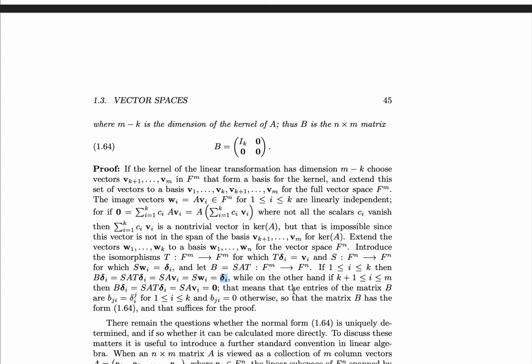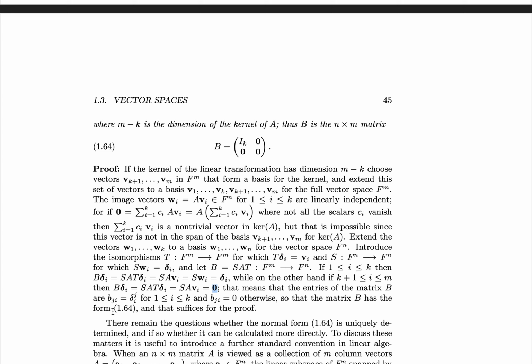So it sends the i-th element of the original basis to the i-th element of the codomain basis. On the other hand, if you have any of the elements from the trivial basis, namely from k plus 1 up to m, then B of delta_i is equal to SAT of delta_i, which is S A v_i, and remember A v_i for i from k plus 1 to m is going to be the zero vector, and a linear transformation on a zero vector will be the zero vector.